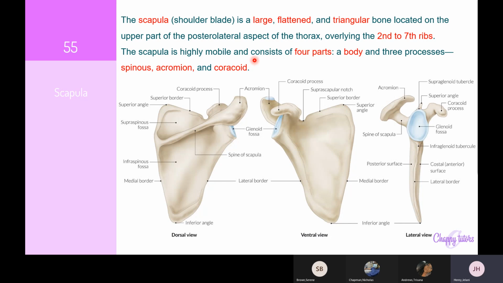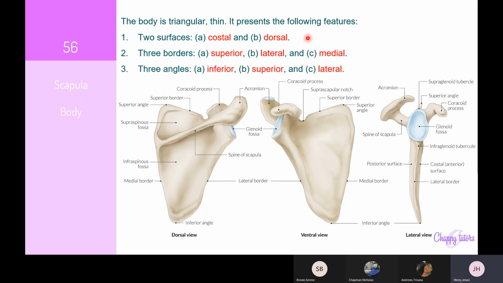It is divided into 4 parts for descriptive purposes. You have a body, and then you have 3 processes: the spinous process, the acromion process, and the coracoid process. So let's talk about the body of the scapula. The body has 2 surfaces: a costal surface, which is this surface here. The costal surface is the anterior surface of the scapula, and you also have a dorsal surface or posterior surface. So these are the 2 surfaces: anterior or costal, posterior or dorsal. The reason it's called the costal surface is because that surface is overlying the ribs.